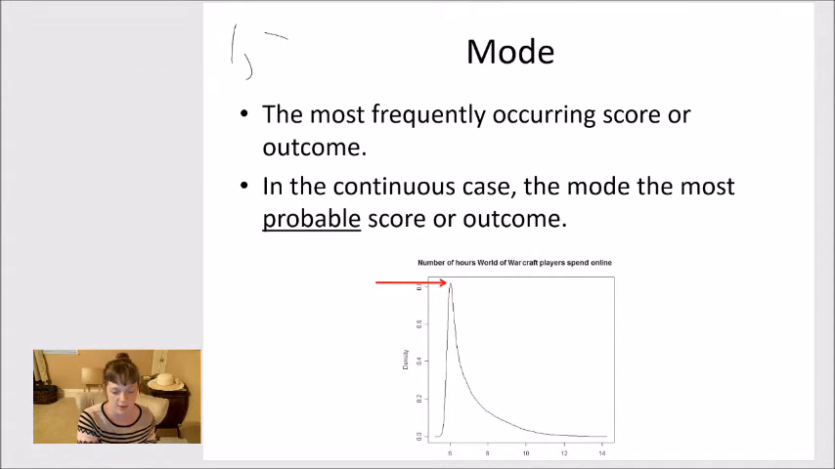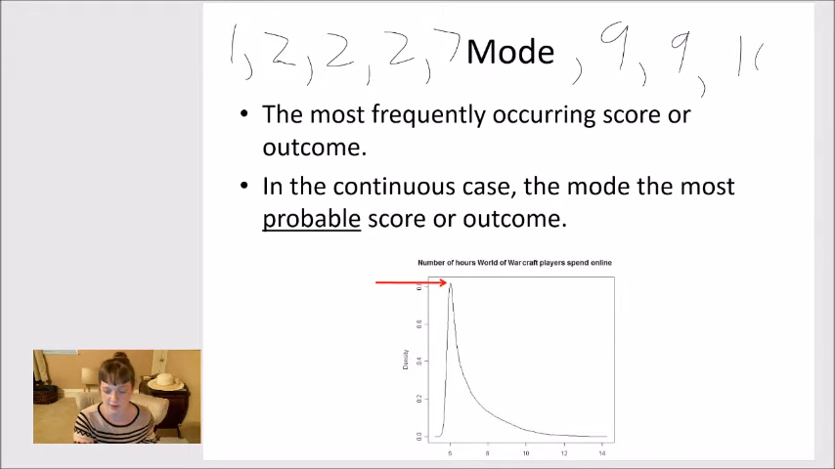1, 2, 2, 2, 7, 9, 9, 10. Well, the mode in this case is 2. Because 2 shows up 3 times, and all the other numbers either show up twice or only once.